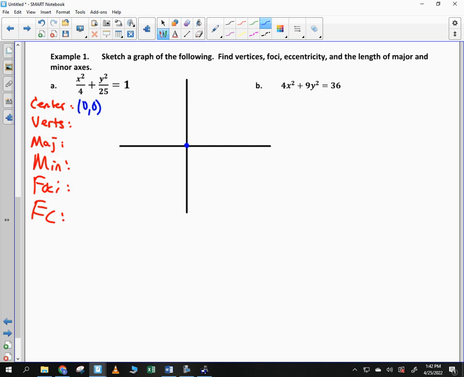2 units in each direction, okay? Because the B value here is 2. So I'm going to go 2 to the right, and I'm going to go 2 to the left. There we have it. Now I look at the number under y. It's 25. What's the square root of 25? So that's the number of units I stretch in the y direction.